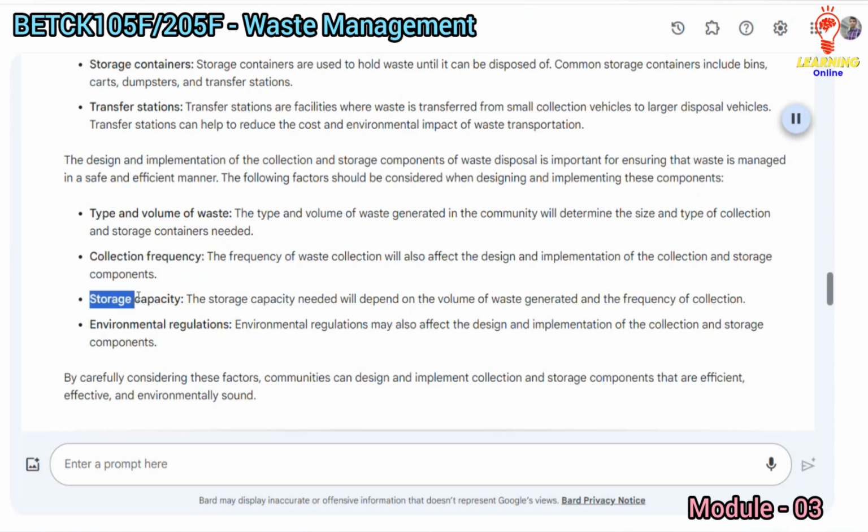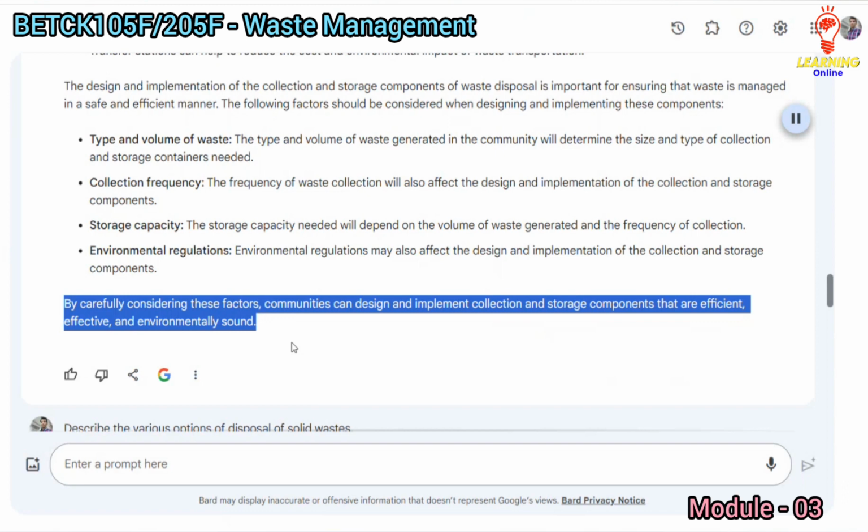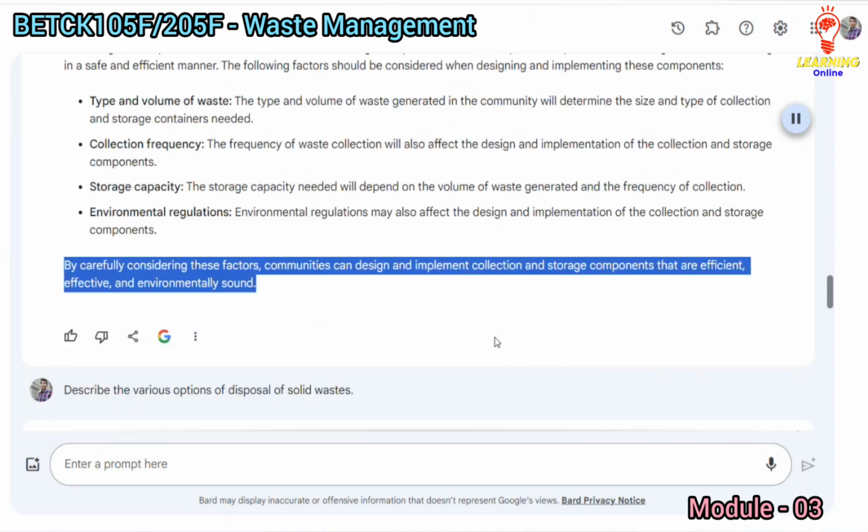Collection frequency. The frequency of waste collection will also affect the design and implementation of the collection and storage components. Storage capacity. The storage capacity needed will depend on the volume of waste generated and the frequency of collection. Environmental regulations. Environmental regulations may also affect the design and implementation of the collection and storage components. By carefully considering these factors, communities can design and implement collection and storage components that are efficient, effective, and environmentally sound.